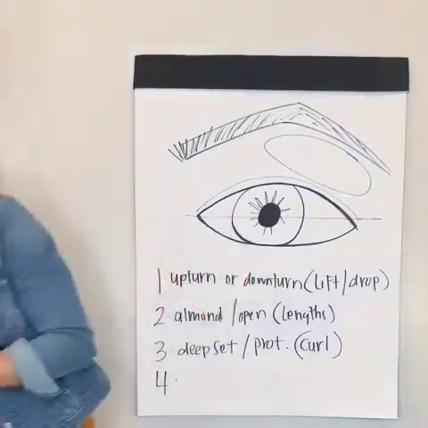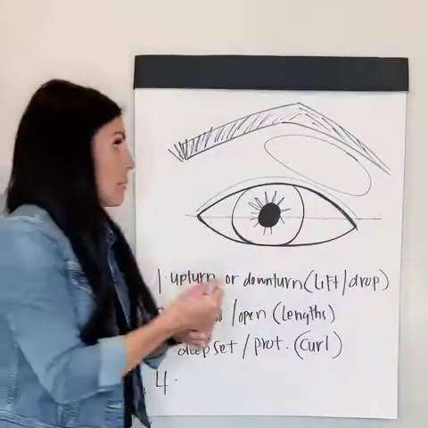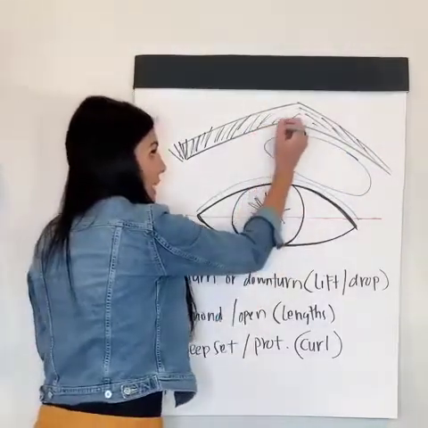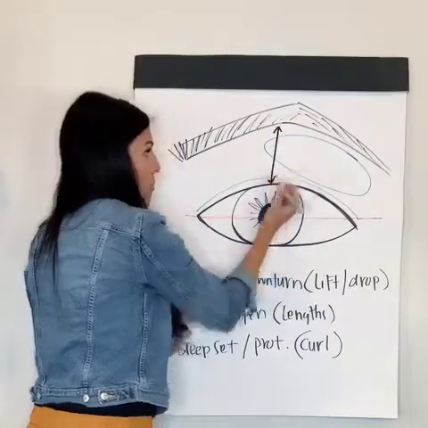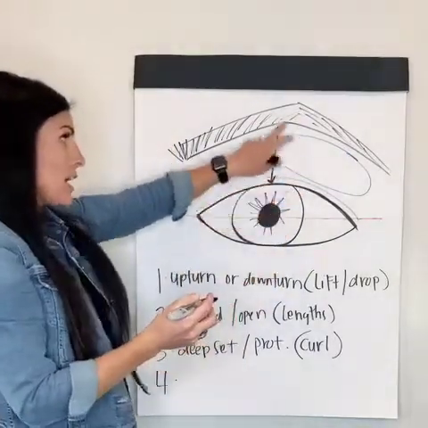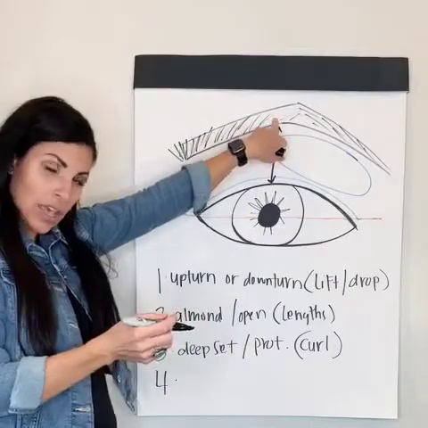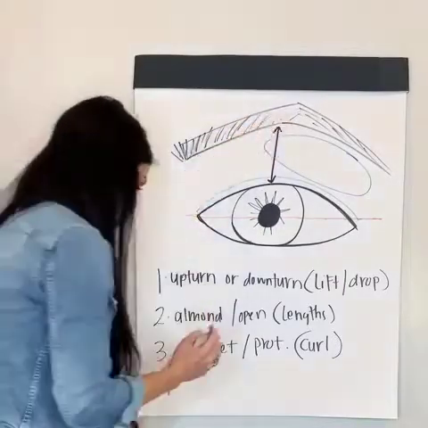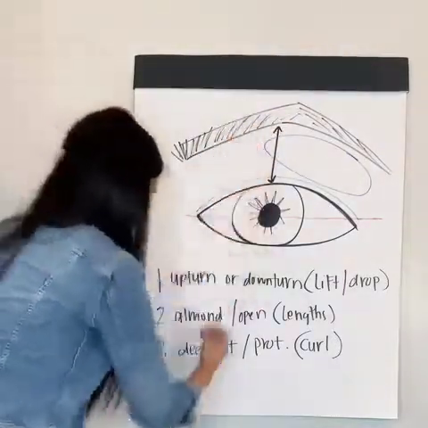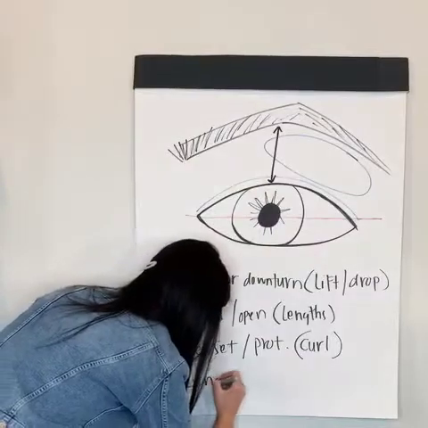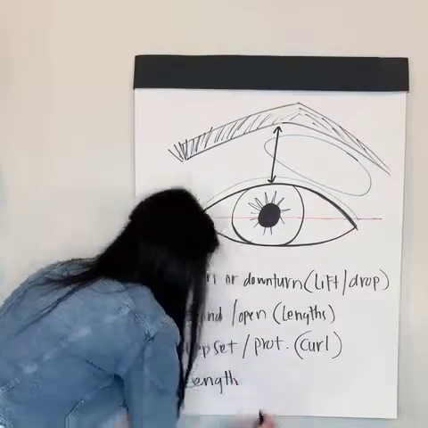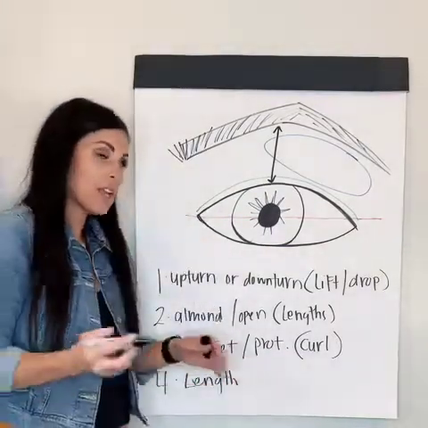And then the 4th step you're going to do is you're going to look at the length between the top of the eye to the eyebrow, okay? This is where the eyebrow comes into play, okay? So you are going to see what length you can use on your client, okay?